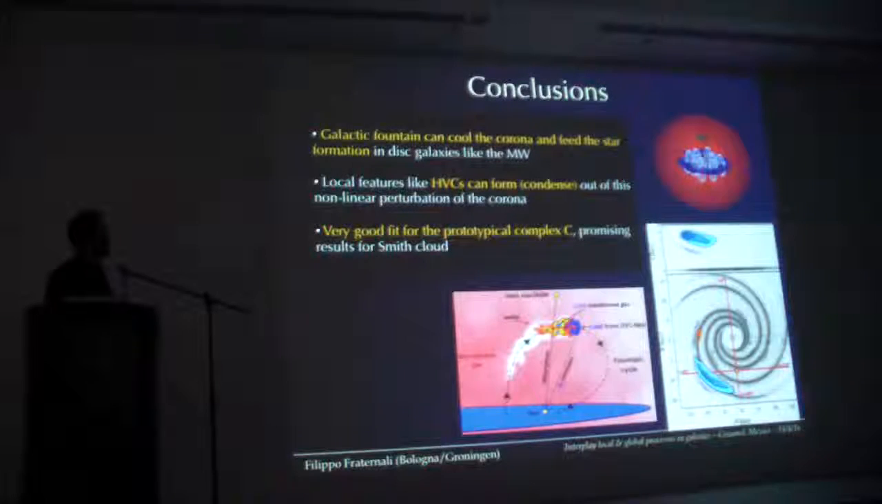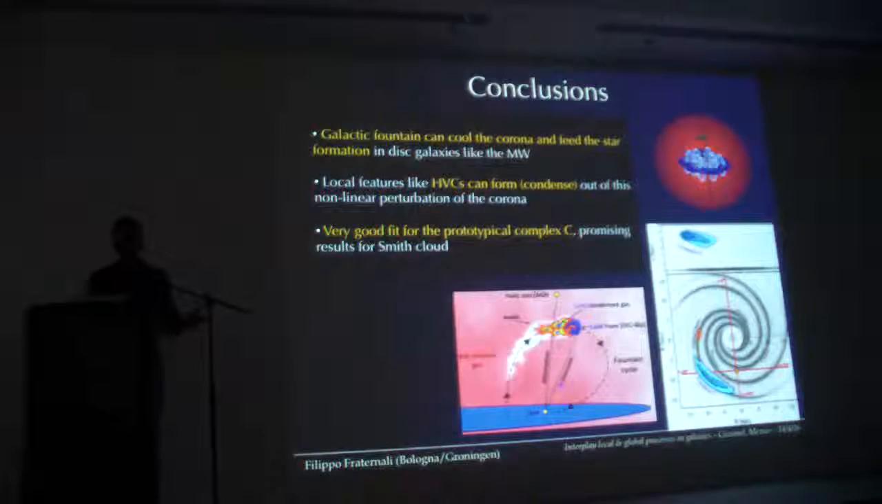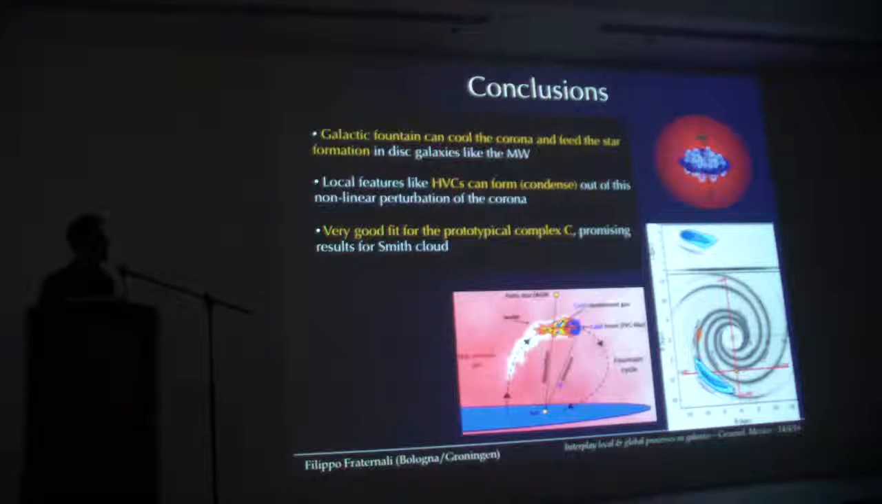Okay, so these are my conclusions. I said that the galactic fountain can cool the corona and feed the star formation in these galaxies. Local features like high velocity clouds can form through the condensation of the corona, and we have a very good fit of this prototypical cloud, complex C, and promising results for the Smith cloud.